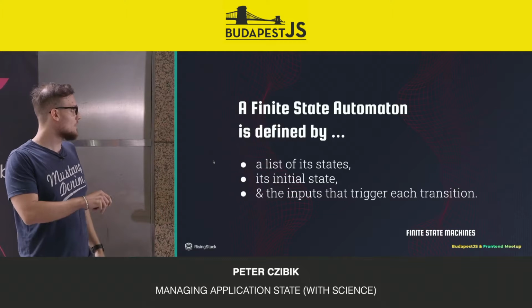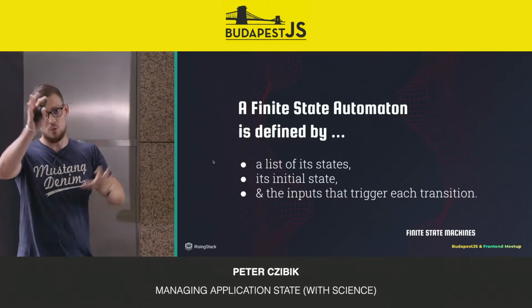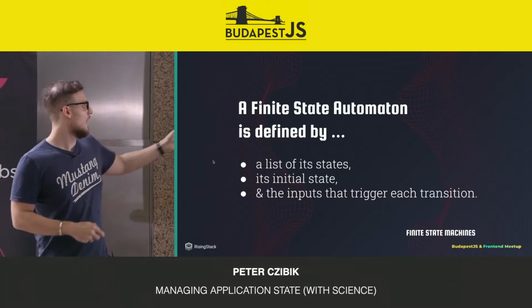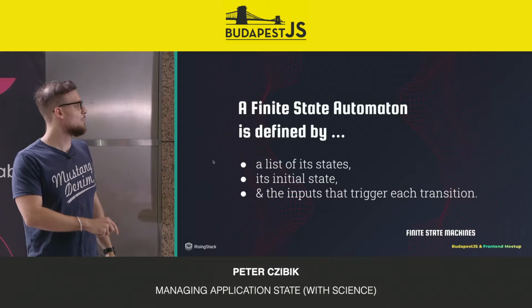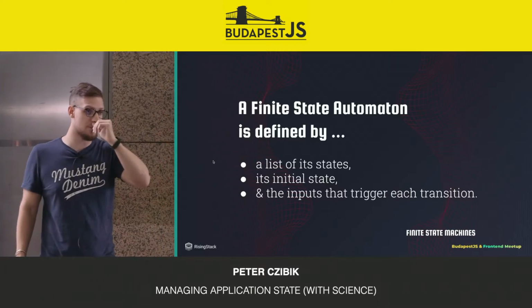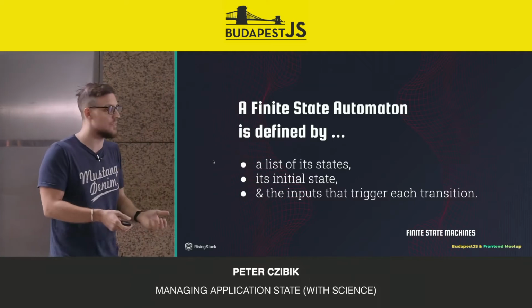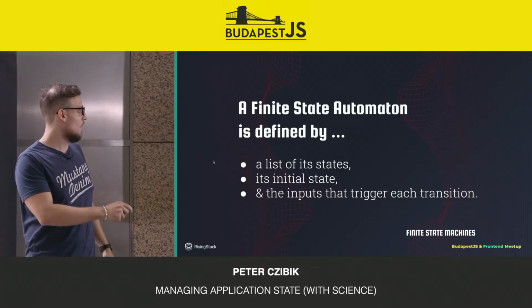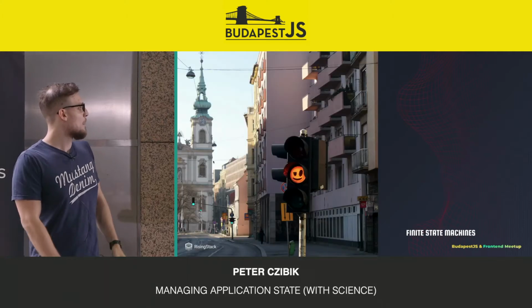And so these automata are defined by a list of states, so how the application can work, an initial state, so where it will start from, and the inputs that trigger each transition, because otherwise your program wouldn't be really interactive. People wouldn't really use it that much. So you need all these three things in order to have a finite state machine work.